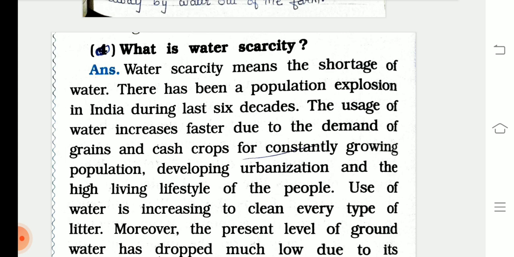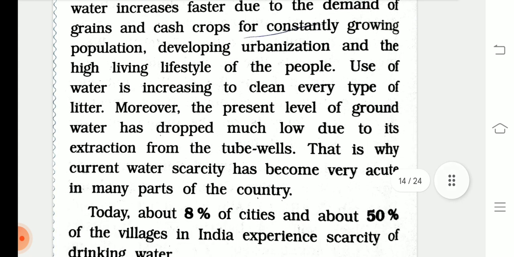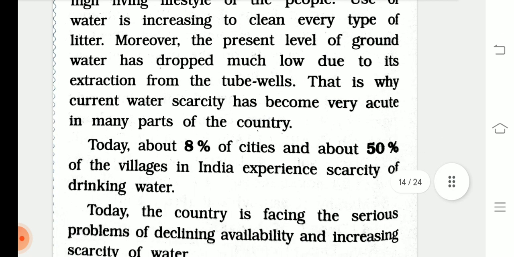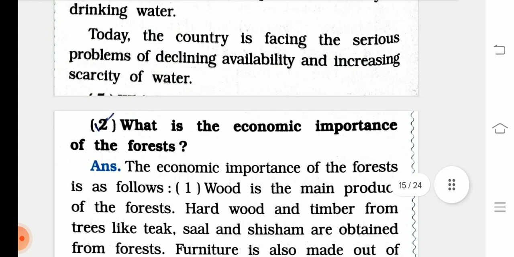Moreover, the present level of groundwater has dropped much lower due to its extraction from the tube wells. That is why current water scarcity has become very acute in many parts of the country. Today, about 8% of cities and about 50% of the villages in India experience scarcity of drinking water. Today, the country is facing a serious problem of declining availability and increasing scarcity of water.